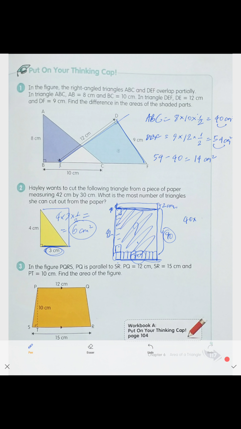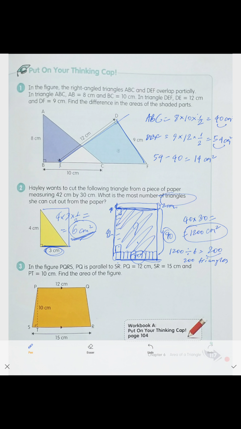So now we calculate the available area. 40 times 30 is 1200 square centimeters. That's the available active area, right? And we know that the area of a triangle is 6, so we divide 1200 by 6, and it's going to be 200. 200 of what? 200 triangles. We can make only 200 triangles. Okay, I hope you follow the last problem here.